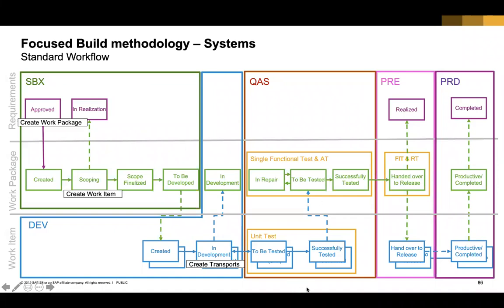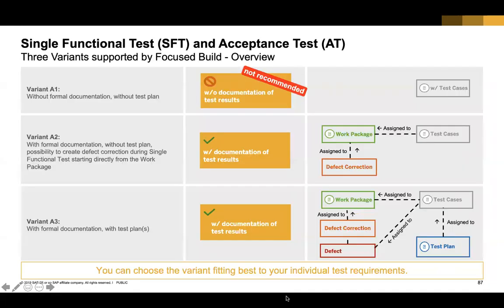But if you want to have a parallel testing environment for data migration testing, etc., you could have another system where transports are pushed from dev to both these systems at the same time. There are multiple variants of how you want to do testing, especially functional testing, integration testing, and acceptance testing. The first variant is you don't have any test plan or any documentation, you just do it offline, essentially, and that's of course not recommended.